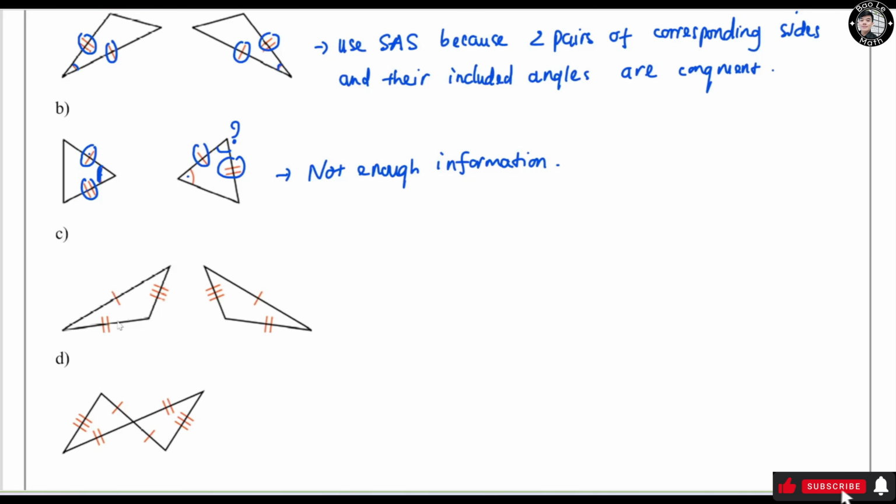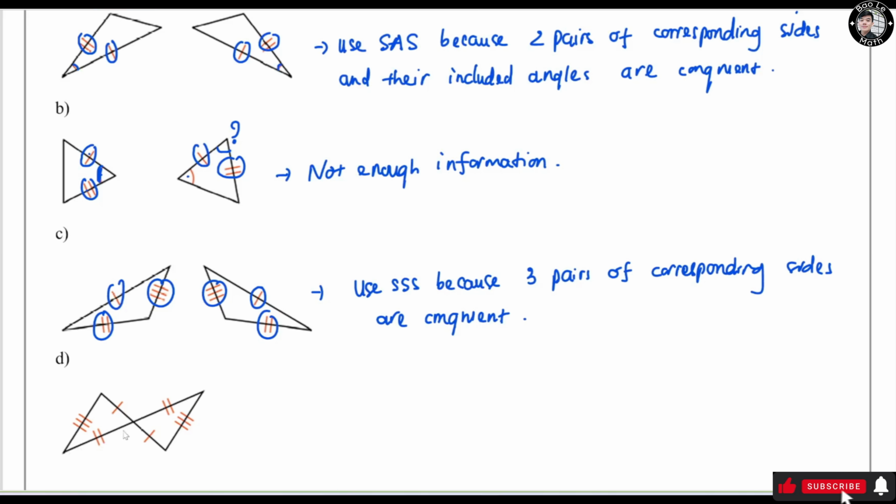Now, question C. This side congruent to this side, this side congruent to this side, this side congruent to this side, right? So we're going to use SSS, because three pairs of corresponding sides are congruent, right? And the last one, we have this side right here congruent to this side, this side congruent to this side, this side congruent to this side, right? So these two triangles right here are congruent by SSS, right?